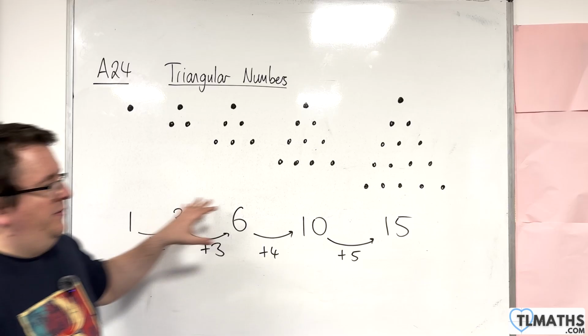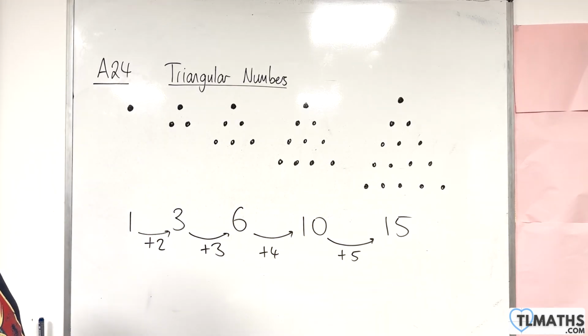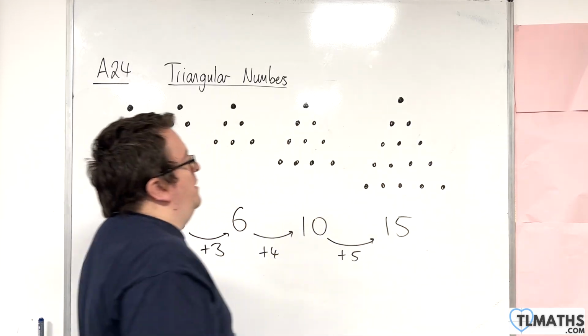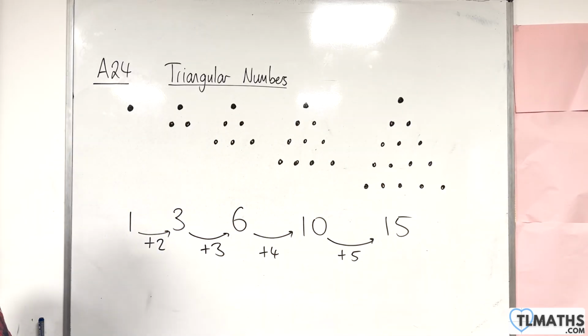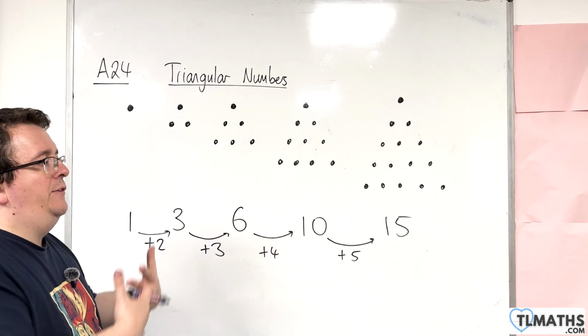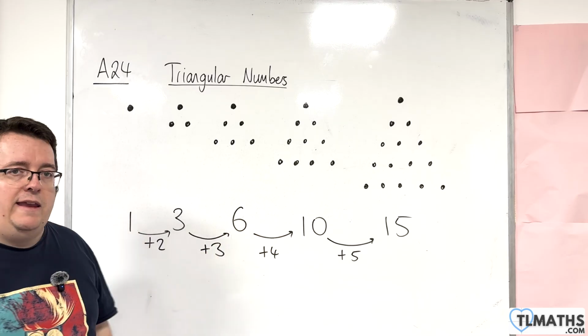So there are 15 reds on a snooker table, because that's the number that you can position into the triangle. And so the next number in the list would be 21, because we would add 6 onto 15. And so these are the triangular numbers.